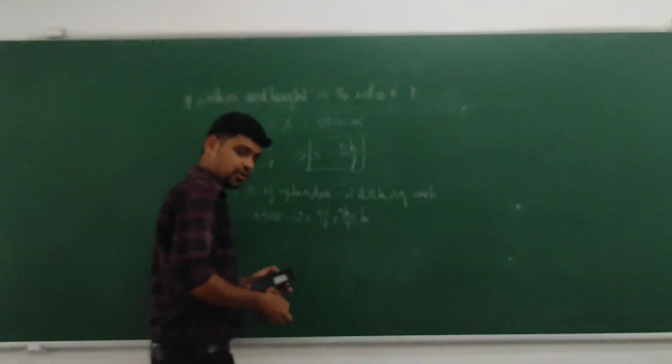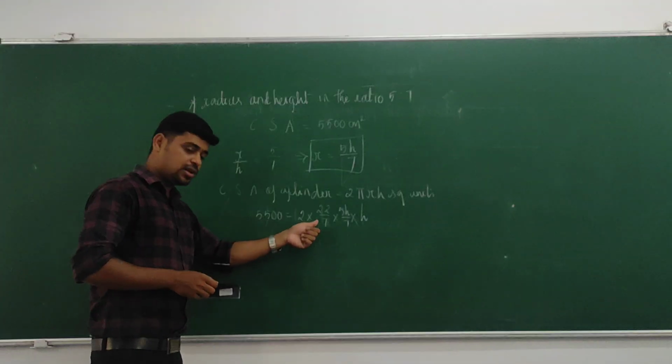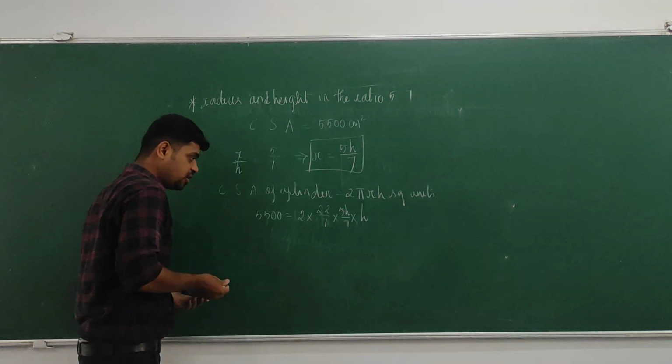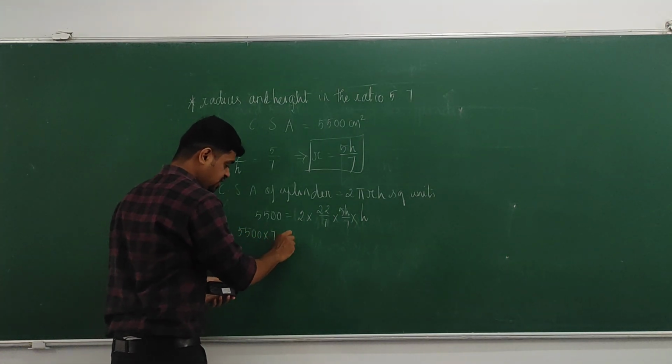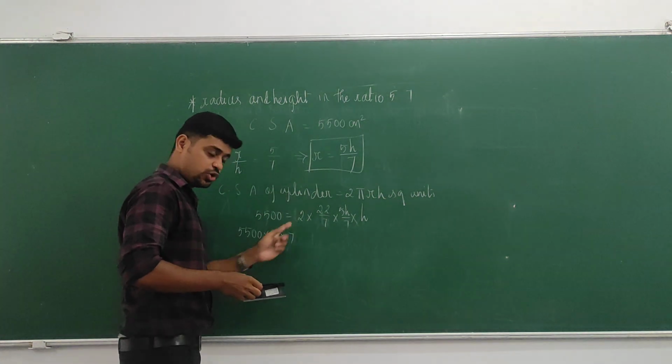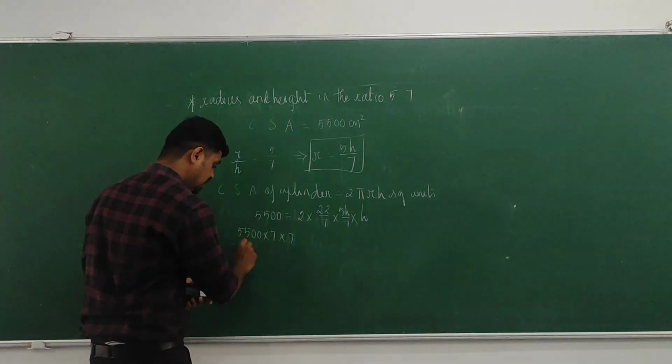So what we need to do is simplify this. To find what is h square, we need to take all these constant terms to the other side. So what will happen is, 5500 into 7 into 7. These two denominator parts will change into the numerator part, and these numerator parts will change into the denominator part.